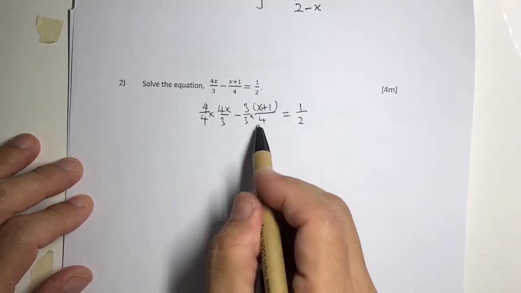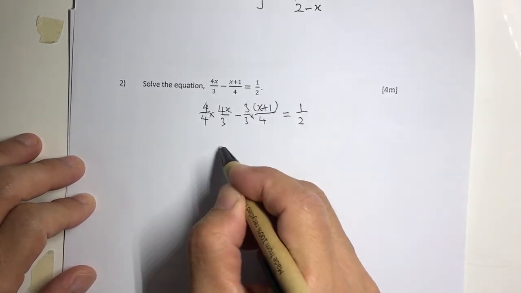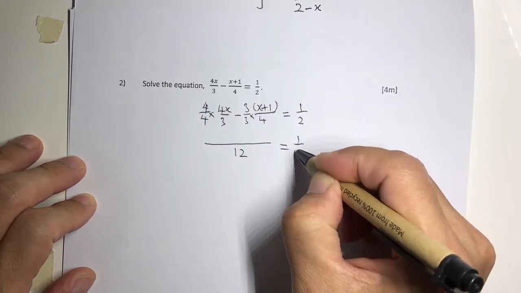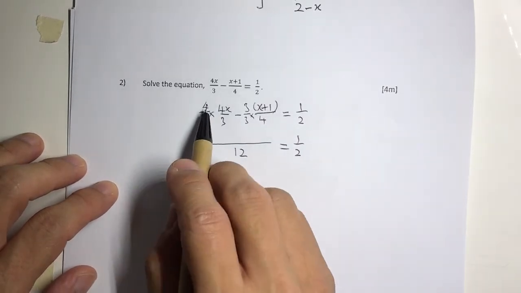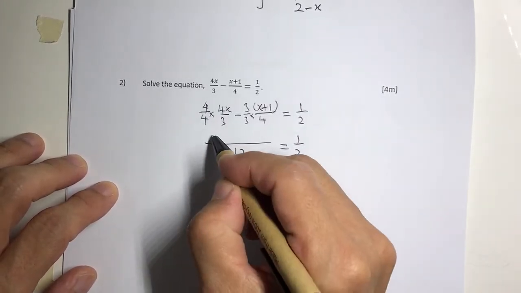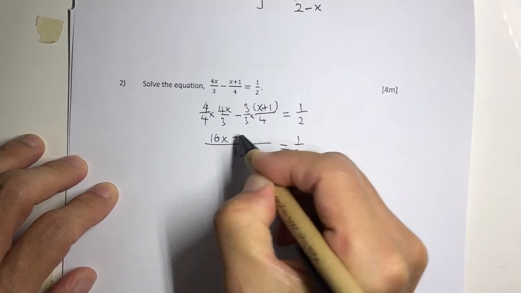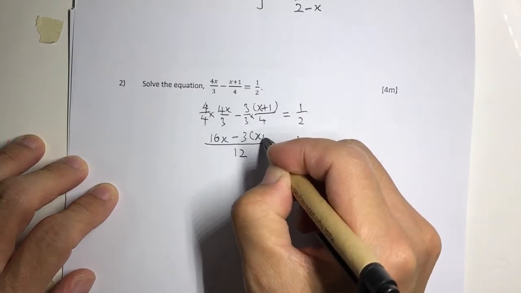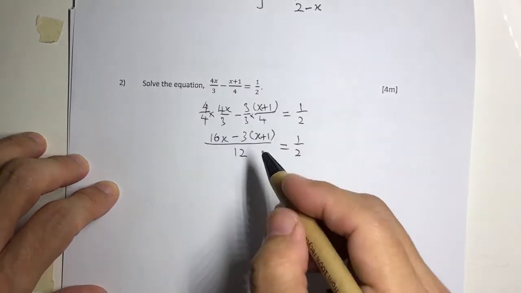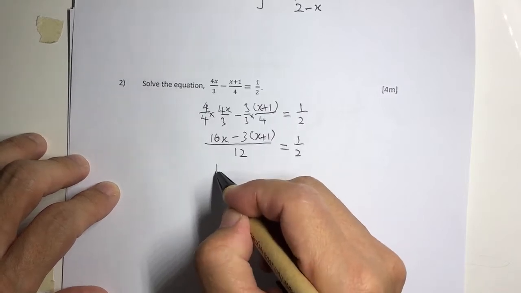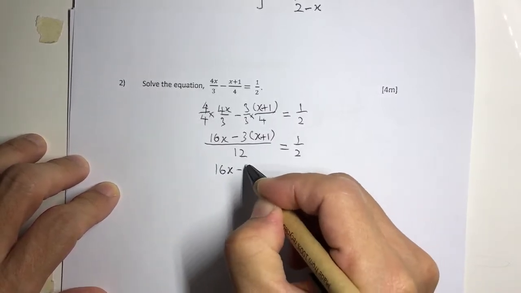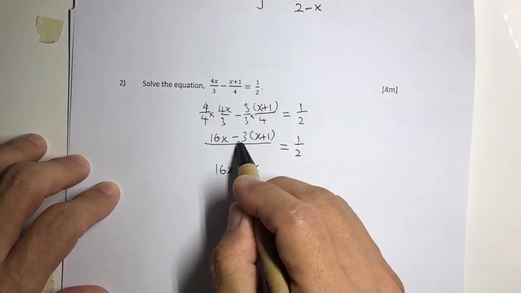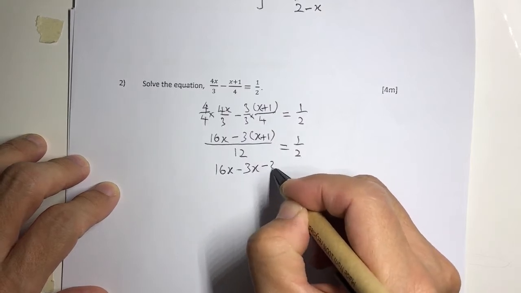Now that the denominator is 12, we can put it under a single denominator 12. The numerator is now 4 times 4x, 16x, and minus 3 times x plus 1. We open up the brackets, noting the change in sign. We have negative 3 times x to give negative 3x, negative 3 times 1 to give negative 3.